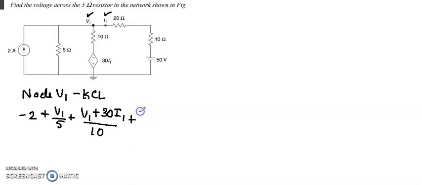2 resistors are there. These two resistors are in series and therefore we can take the sum of these two resistors and put it as 30. So we can write it as V1 minus 50 by 30 is equal to 0.